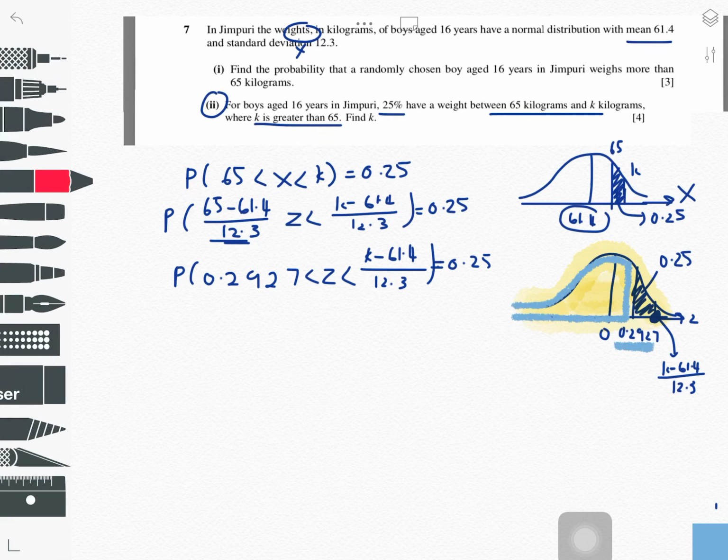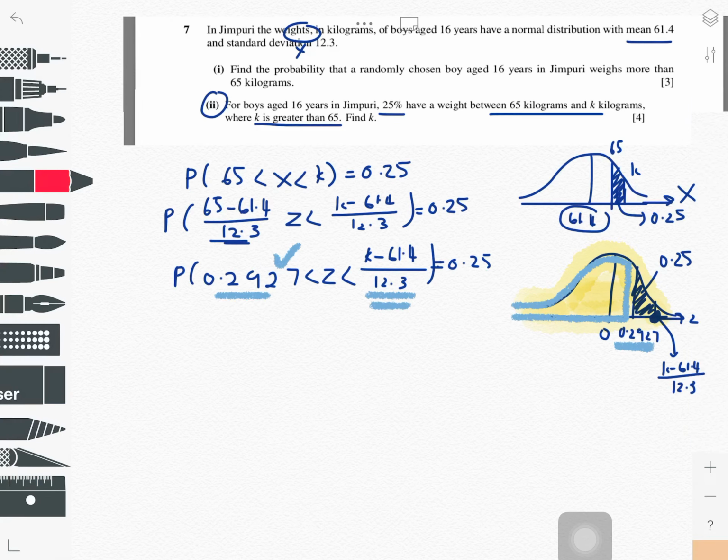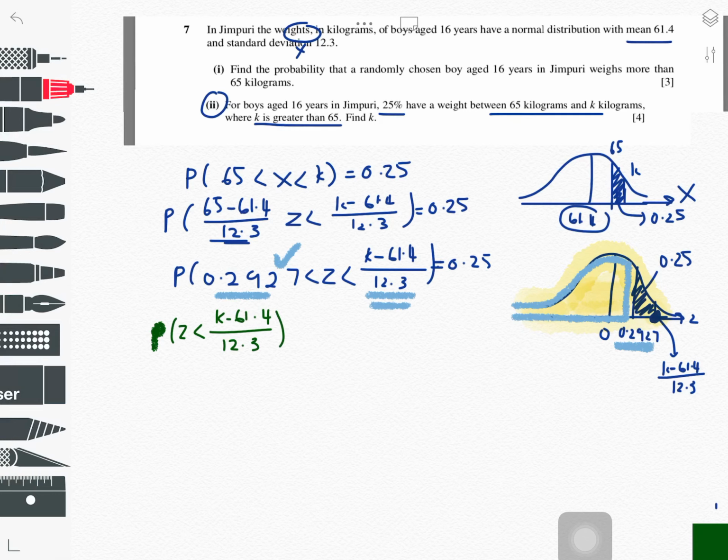Because I have this value, right? So you don't know what this is, but you can find this. This is easy for you. So technically what will you write? Those who are very good with algebra, you will split them like this. Probability z less than k minus 61.4 over 12.3, then you minus probability z less than 0.2927, equal to 0.25. Why do I do it like this?